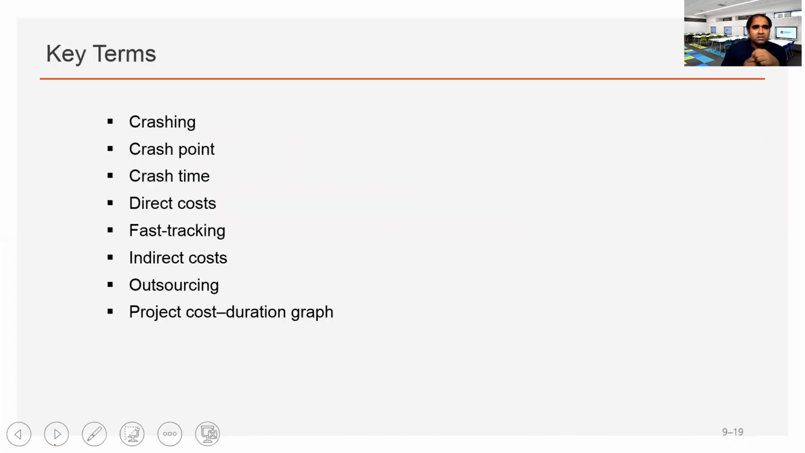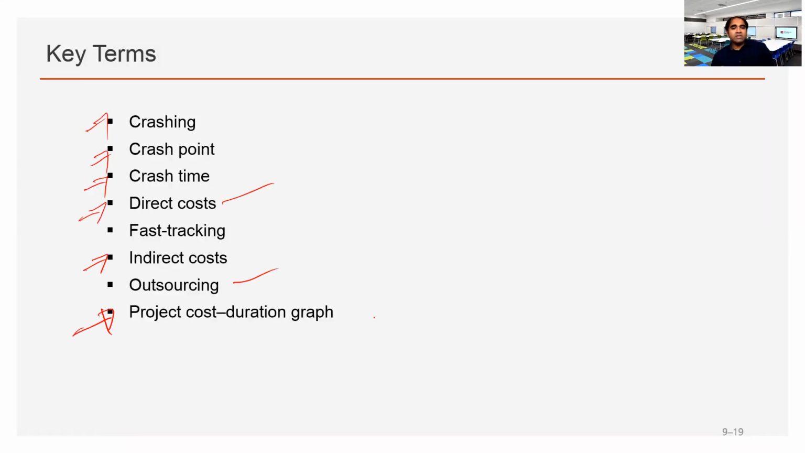So the key terms here: crashing, crash point, crash time, direct cost, indirect cost, and project cost duration graph. Now if you have any questions, please feel free to ask. Anything related to crash time, crash point, crashing, direct, indirect cost. If there's any confusion, raise your hand.